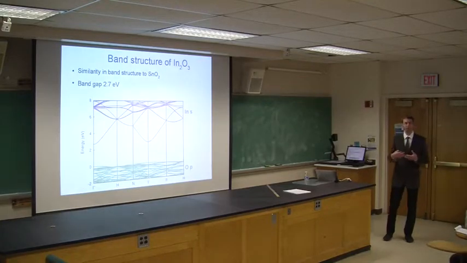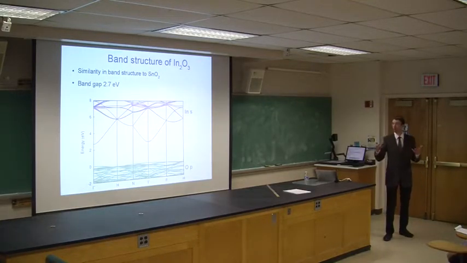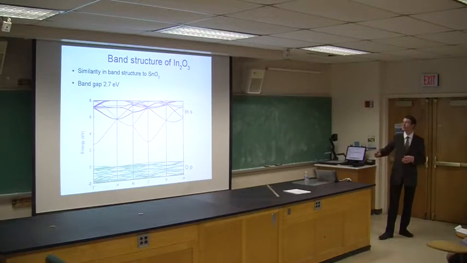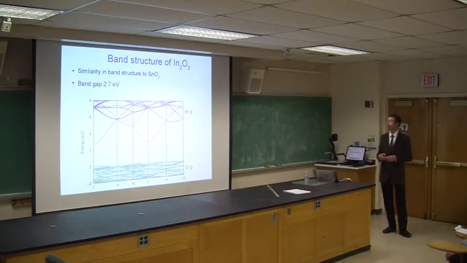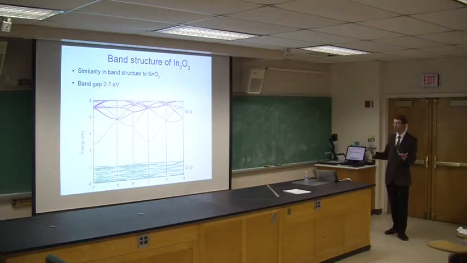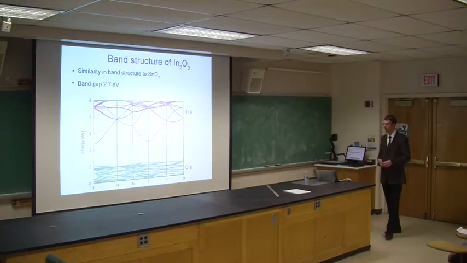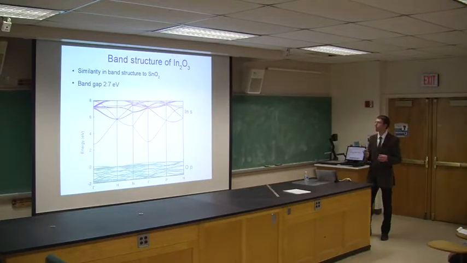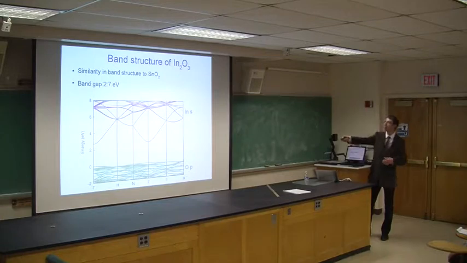If we look at the electronic band structure, we see it looks very similar to that of tin oxide. Again, you have this highly dispersive conduction band, and that's because also in this material, it's mainly s states that contribute to it. Your valence bands are again really flat, because they consist of oxygen p states. And the band gap of this material is 2.7 eV.